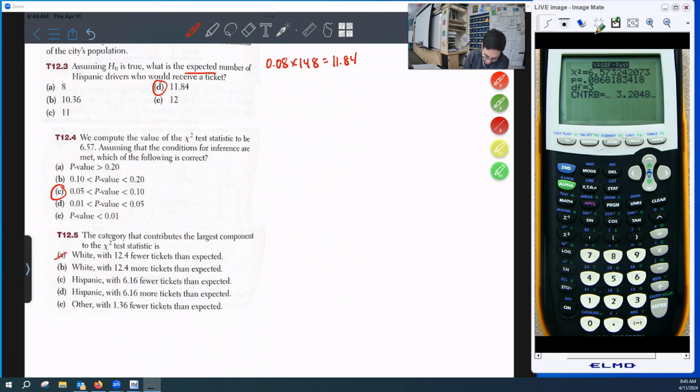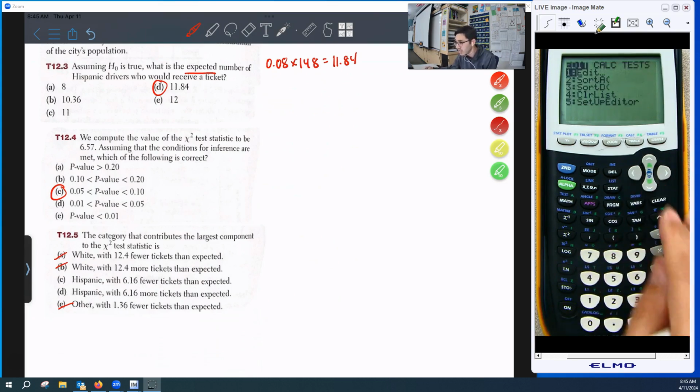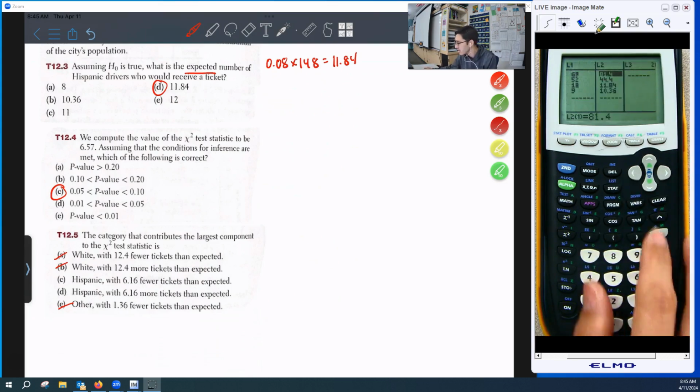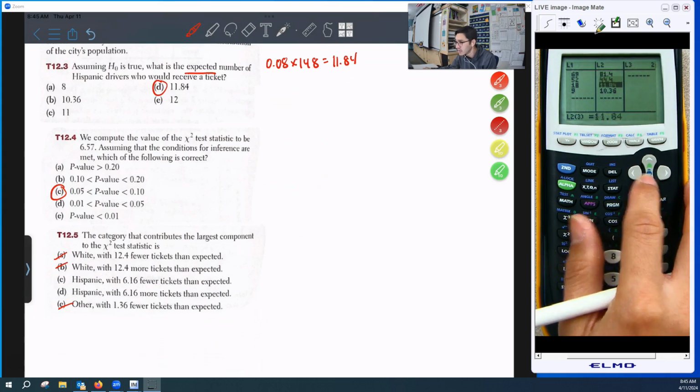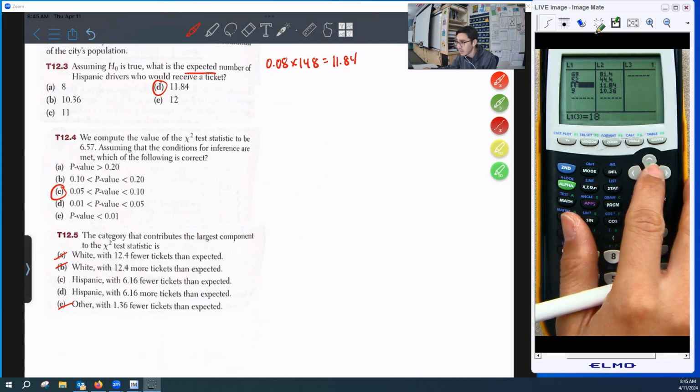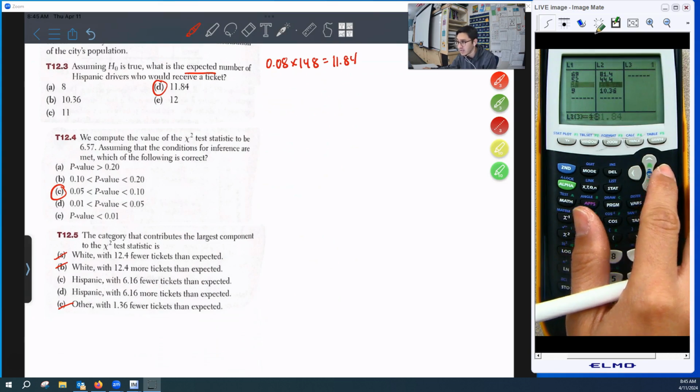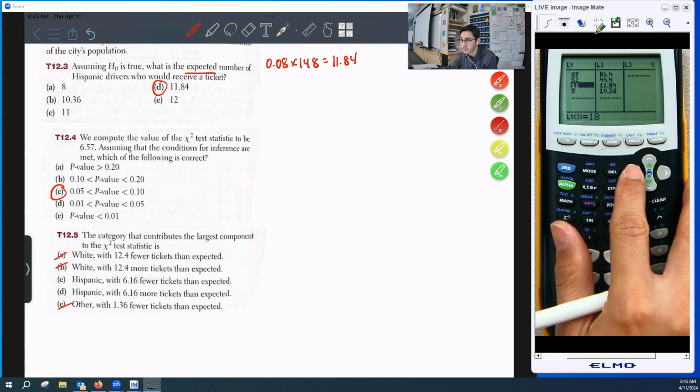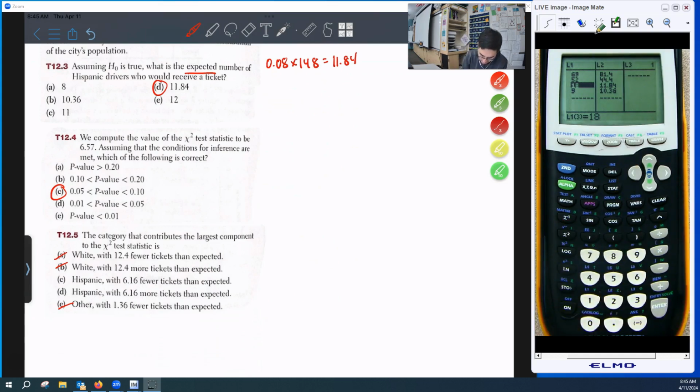Okay. So we could eliminate A, B, and D. All right, now the question was, were there 6.16 fewer tickets than expected or 6.16 more tickets than expected? Right? Let's go back to the list and see. All right, Hispanic was third category, right? So we had observed 18, expected less than 12. Okay, so we observed more than expected, right? More tickets than expected. Choice D.